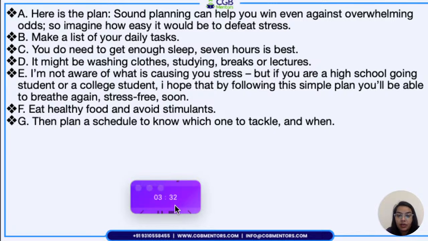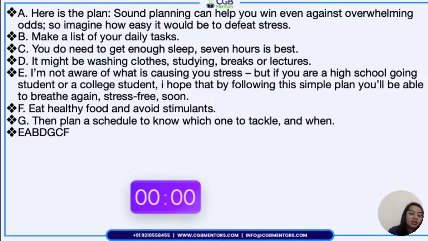Time up for this one. Let's understand. So answer is E, A, B, D, G, C, F. Here is the plan. Now, when you say here is the plan, that means we want the plan first, and then we can go with saying here is the plan. Otherwise, we won't know whose plan it is, why, and in which context. So here is the plan.